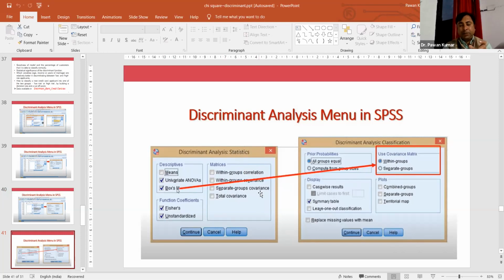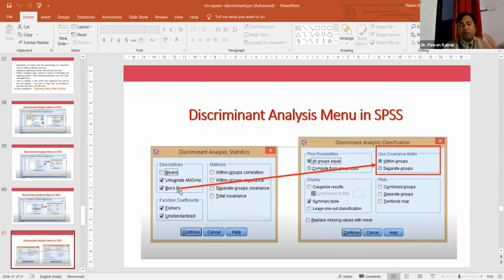First, in the statistics, please note down. In the statistics, you will choose univariate ANOVA. From the ANOVA, you will come to know the significance, and then you will also check the Box's M. From the Box's M, you will come to know the variance, because the assumption of discriminant analysis also is the equality of variance.